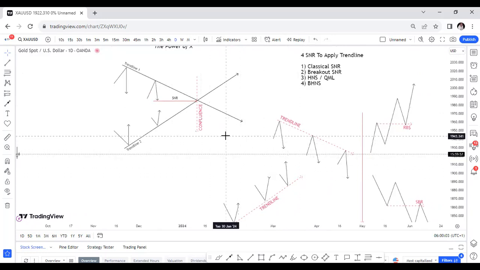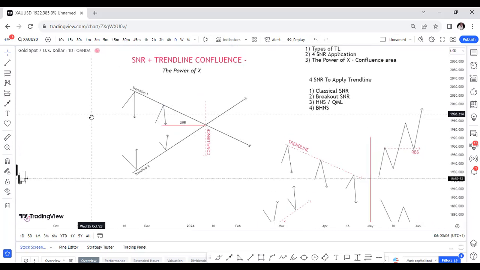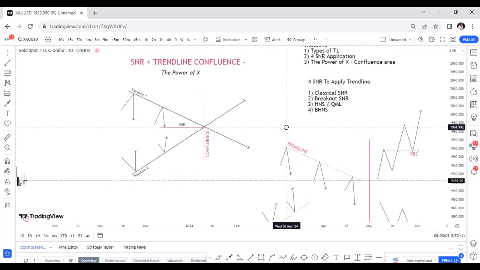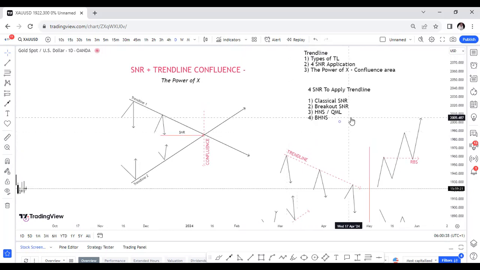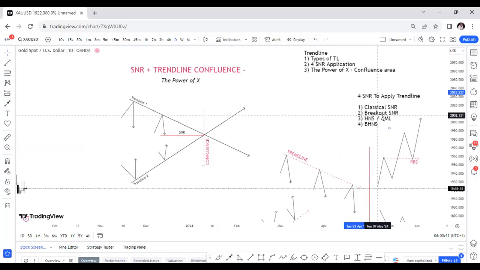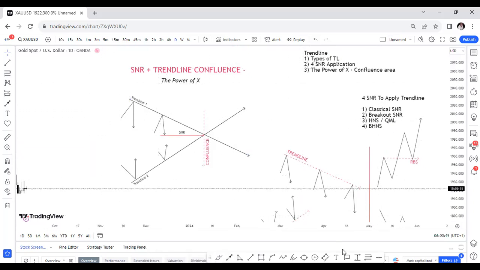So now, when we come to the power of X, which is the confluence area, how to connect relay with SNR, where you form a kind of X shape. The X pattern is a confluence zone, and what is confluence? What do you mean by confluence? It's a powerful word.